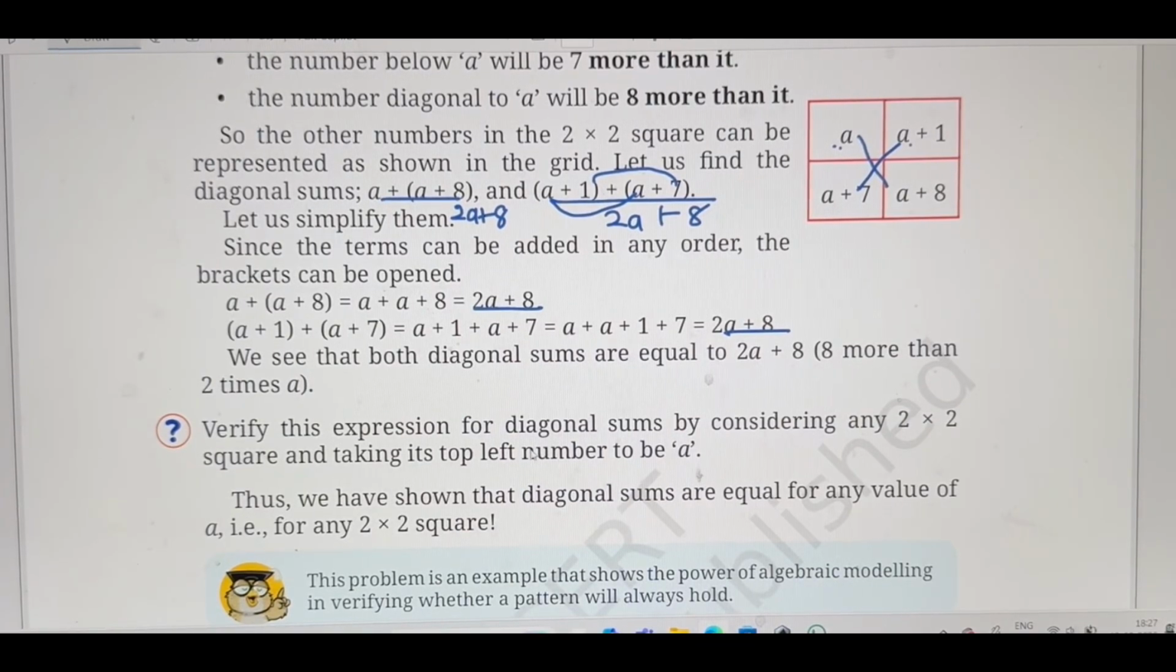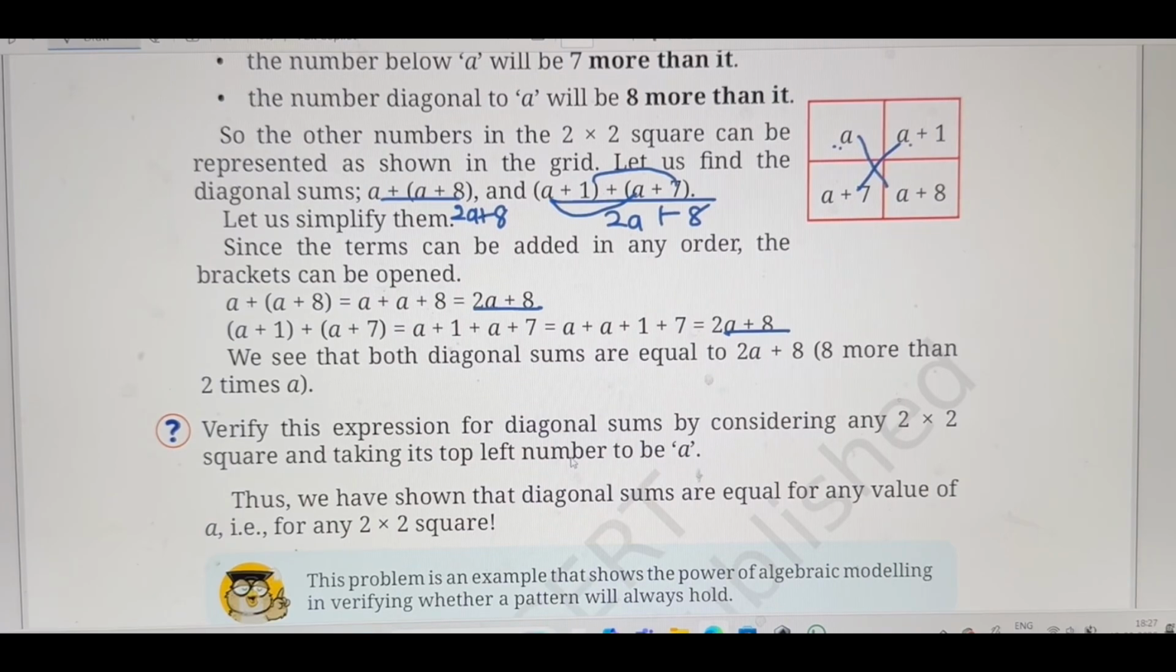Now verify this expression for the diagonal sum by considering any 2 by 2 square, taking its top left as A. If we do that and cross-check, we have shown that the diagonal sums are equal for any value of A, that is, for any 2 by 2 square.